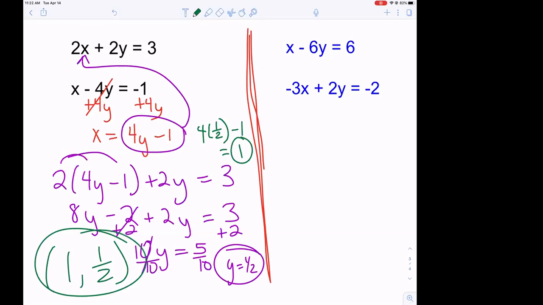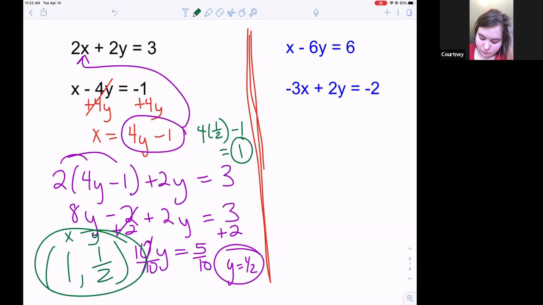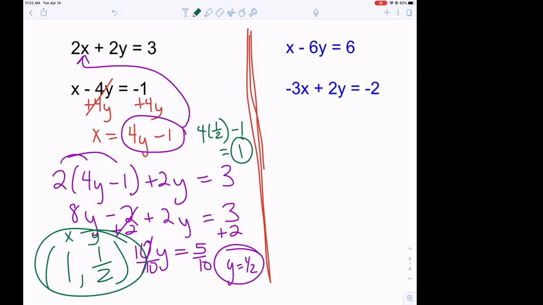And do make sure, you guys probably know this, but put your x first and your y second. So there we go. That is that. Any questions on this before I go back to Zoom?